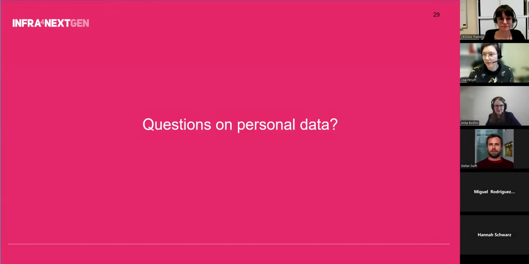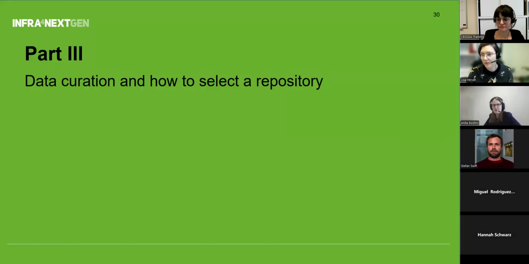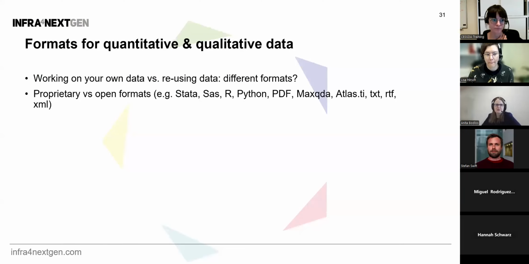Okay, and if there are no questions, let's move on to the third part about data curation and how to select a repository. Let's start with formats of quantitative and qualitative data. As you may have already encountered when you're reusing data of others, there are different formats around.